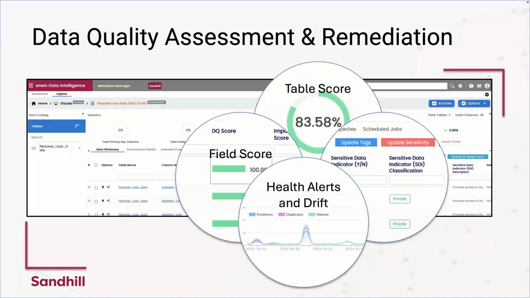And of course, this data quality score can be assessed by you, because as we know, data quality is really more about fit for purpose than anything else. So you can decide what sensitivity levels you need for your data to comply to get your table score, as well as health alerts and drift, because as we know, data, just like anything else over time, begins to deteriorate if nobody's watching it. So there are alerts to let you know if the data is drifting in a certain direction or not.